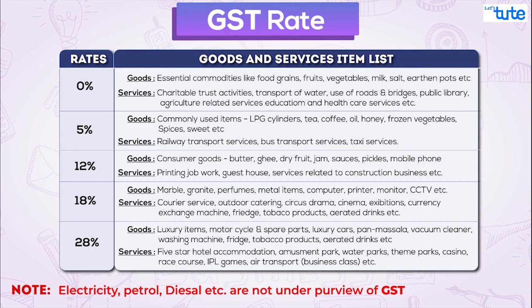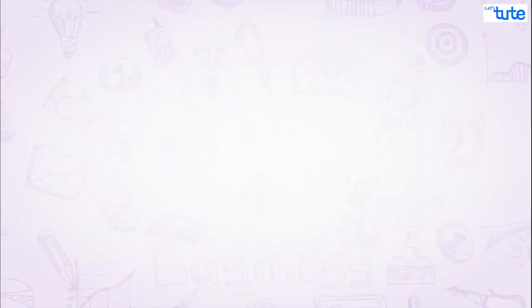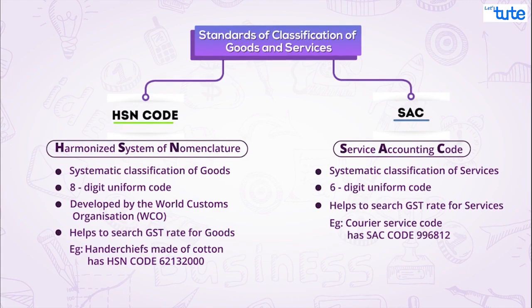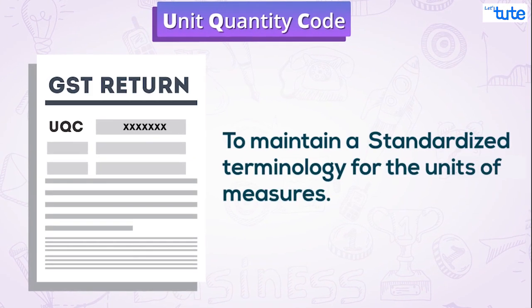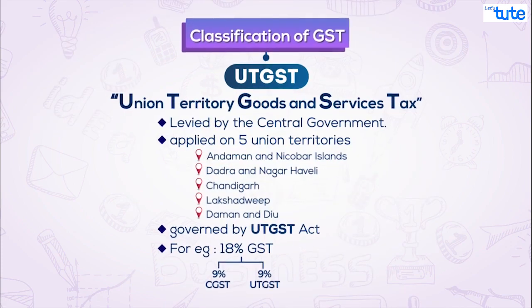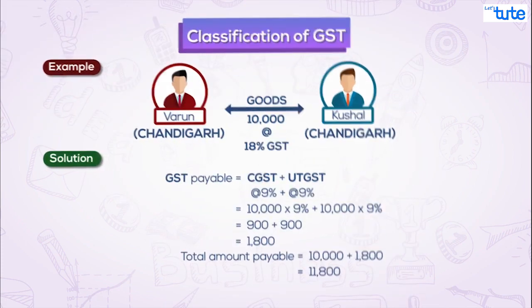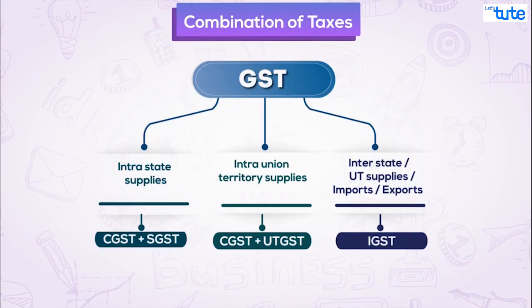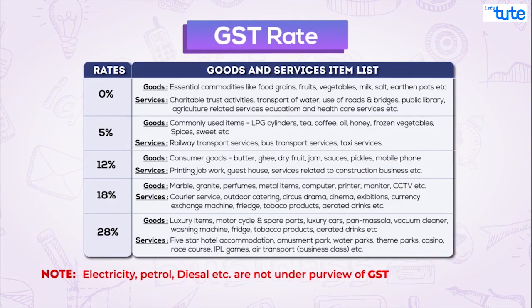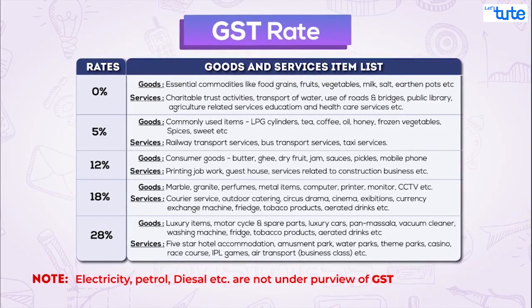So that's all for today. Let's have a quick review of what all we covered in today's session. Today we learned about the two standards of classification of goods and services, that is HSN and SSC, and then what is UQC. Then the classification of GST into CGST, SGST or UTGST, and IGST, and the three basic combinations of taxes applicable for any transaction. And lastly, we also had a quick review of the GST tax rates.